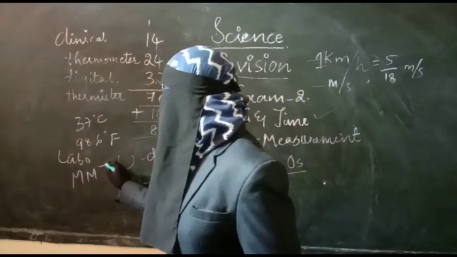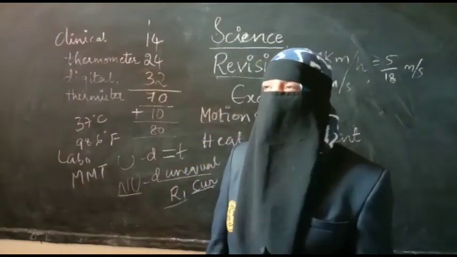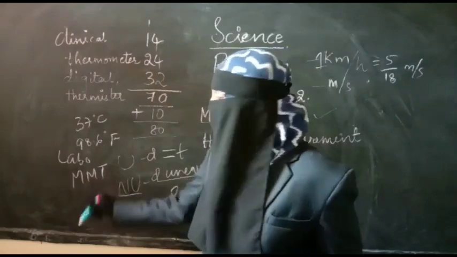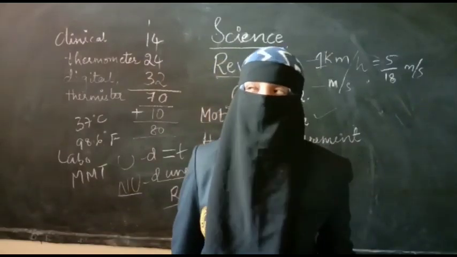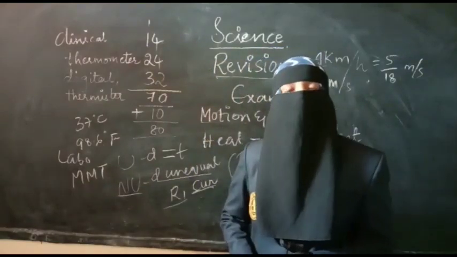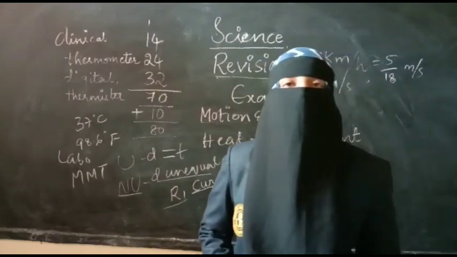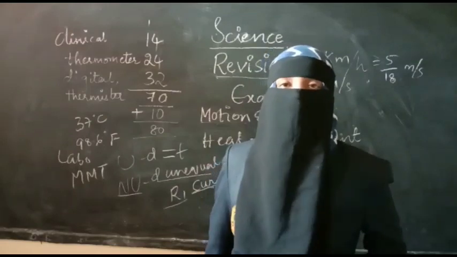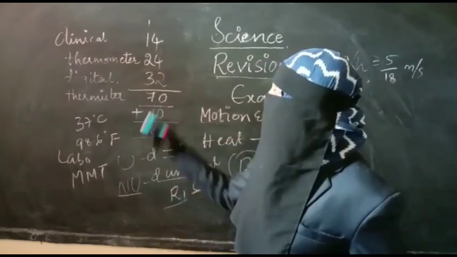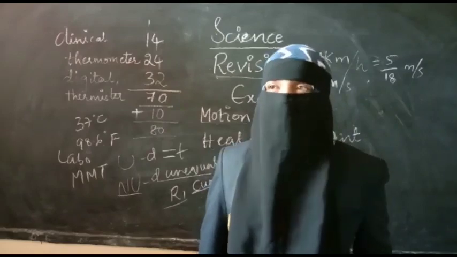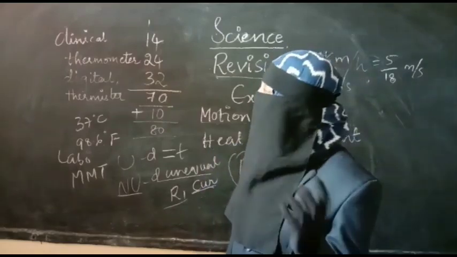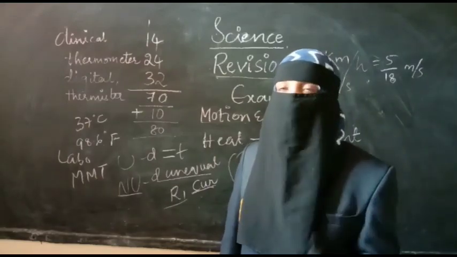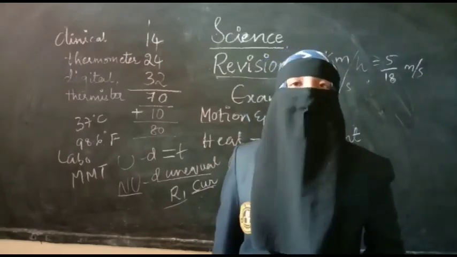What is the full form of MMT? I will give you this blank. MMT is maximum minimum thermometer. Who invented MMT? Scientist Six. What is the use of MMT? It is used for measuring the temperature of a day or a place. What liquids are used in this? Mercury and alcohol. In the clinical thermometer we use mercury. Why do we use mercury? Based on the properties we are using mercury and alcohol. So go through the properties of mercury and alcohol as well.